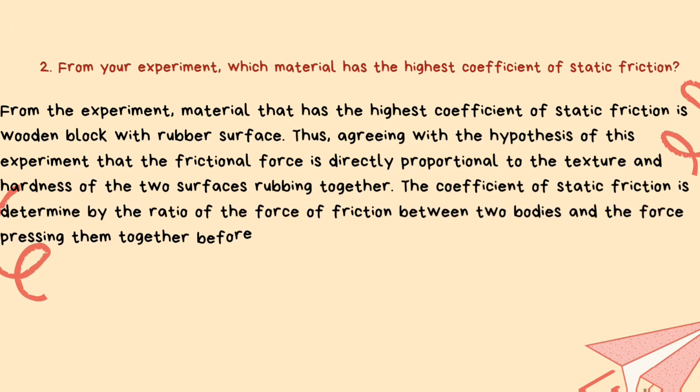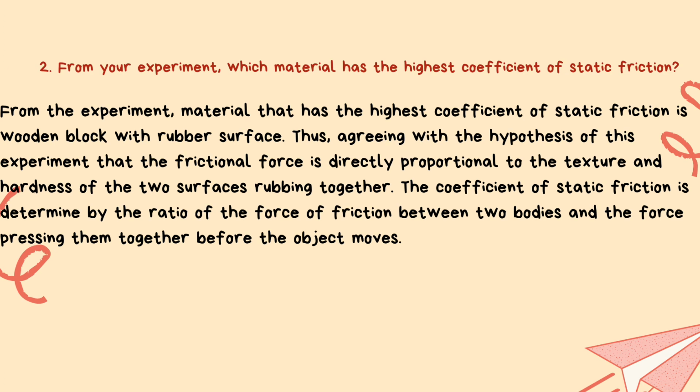From your experiment, which material has the highest coefficient of static friction? From the experiment, the material that has the highest coefficient of static friction is the wooden block with rubber surface. Thus, this agrees with the hypothesis of this experiment that the frictional force is directly proportional to the texture and hardness of the two surfaces rubbing together. The coefficient of static friction is determined by the ratio of the force of friction between two bodies and the force pressing them together.